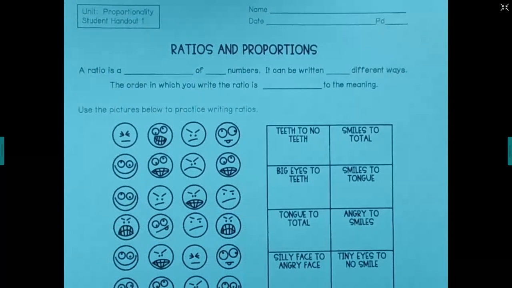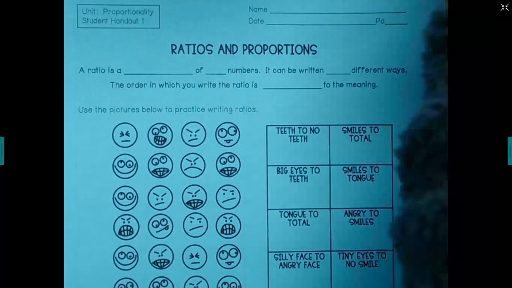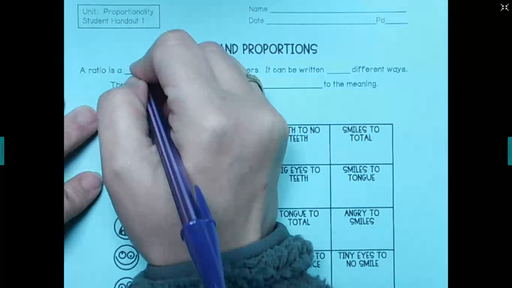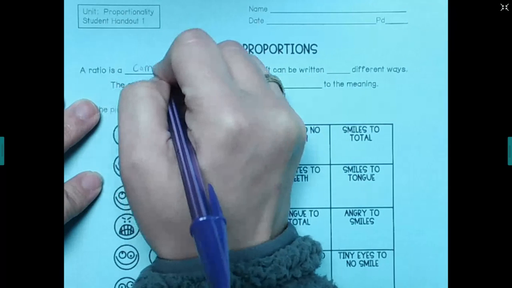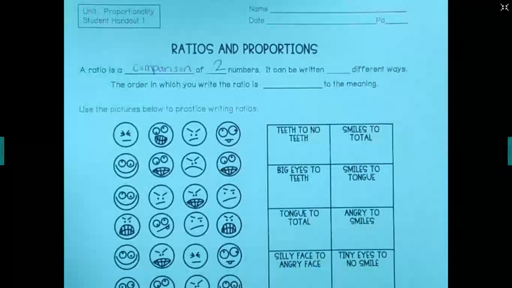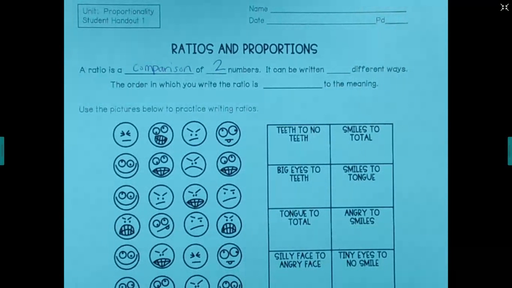Ratio notes. This should be a quick, super easy review. Again, this is not the first time you've done it. You spent a lot of time in 6th grade on ratios. A ratio is just a comparison of two numbers. What's the ratio of boys to girls? Cats to dogs? Volleyball players to football players? People who play an instrument to people who sing? You're just comparing two things.